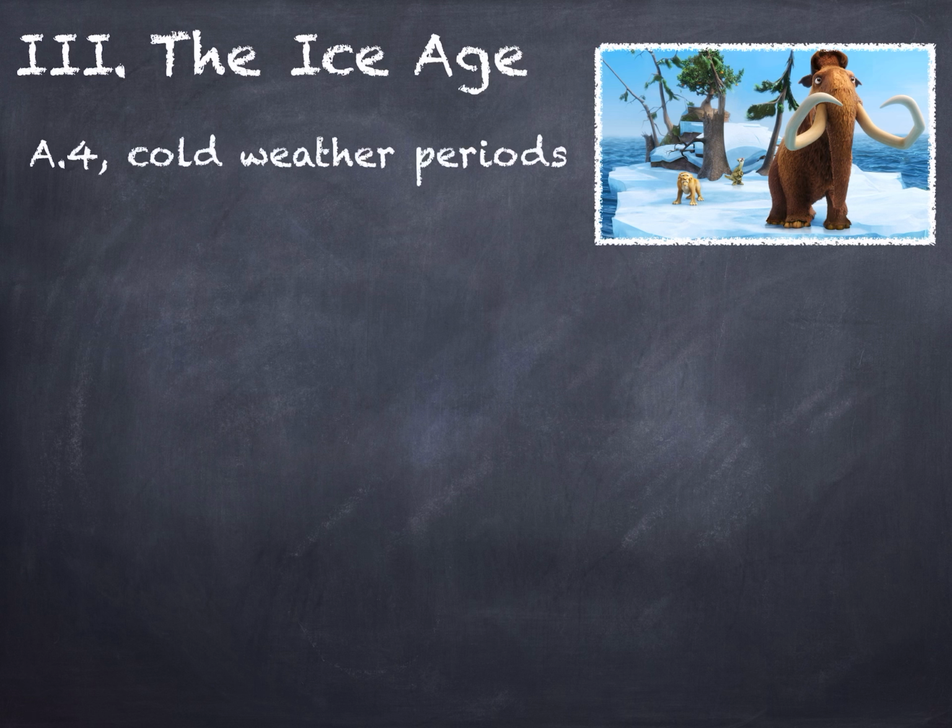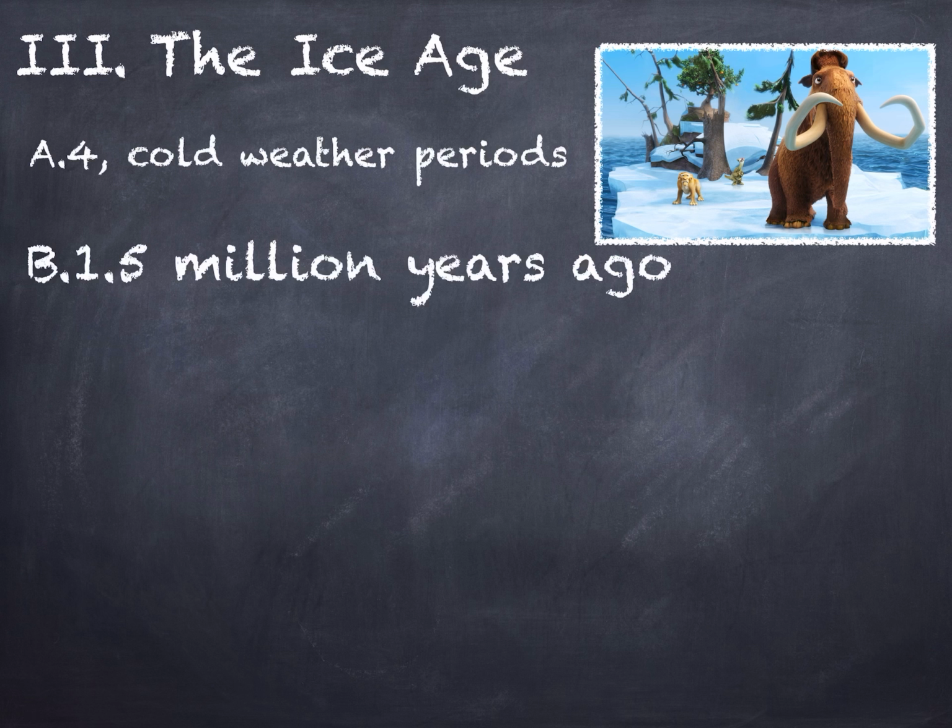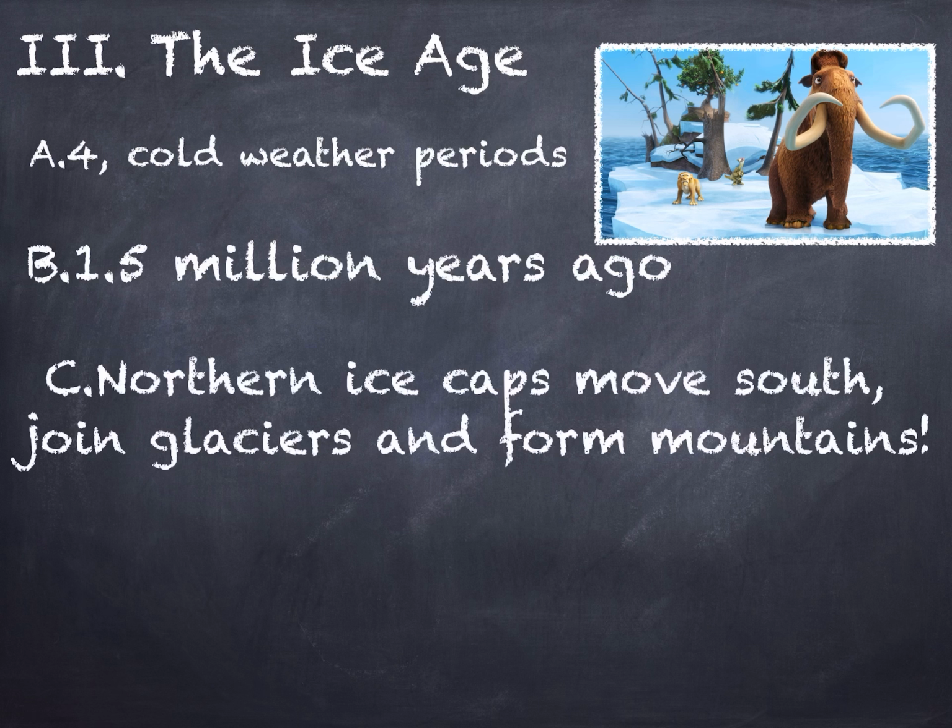But the Ice Age was 4 different cold weather periods that started about 1.5 million years ago. Now, the Ice Age is going to make people and animals make decisions. So the Ice Age was just this. The Ice Age is when there was northern ice caps up in the North Pole. If you have the map of the world on your mind right now, way up north, there was these northern ice caps that moved south, and it joined glaciers, which were moving sheets of ice.